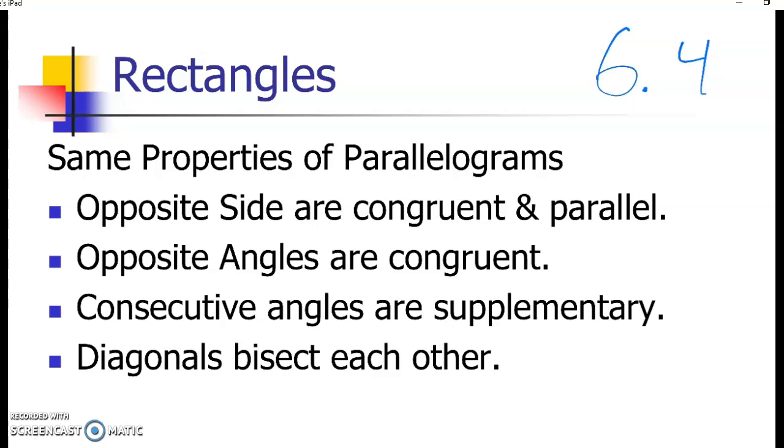Now, what we're starting with is, let me back up. Remember, all of chapter 6 so far is dealing with different types of quadrilaterals, and what we've been dealing with a lot lately is parallelograms. All rectangles are parallelograms. So we're talking about parallelograms, and then specifically in this lesson we're talking about rectangles and the properties we know.